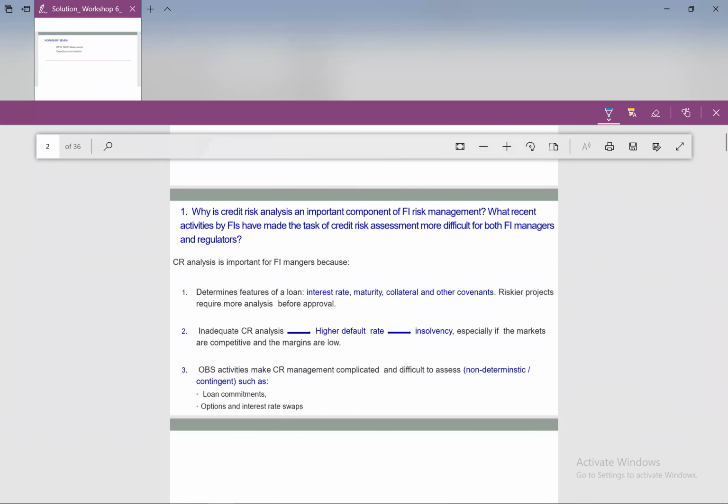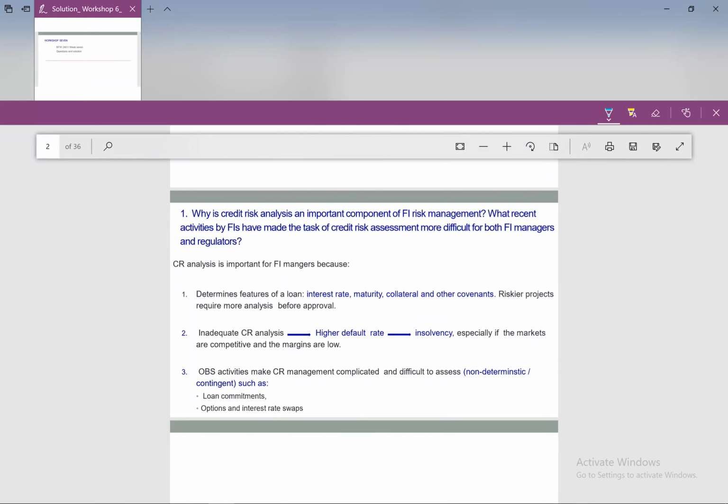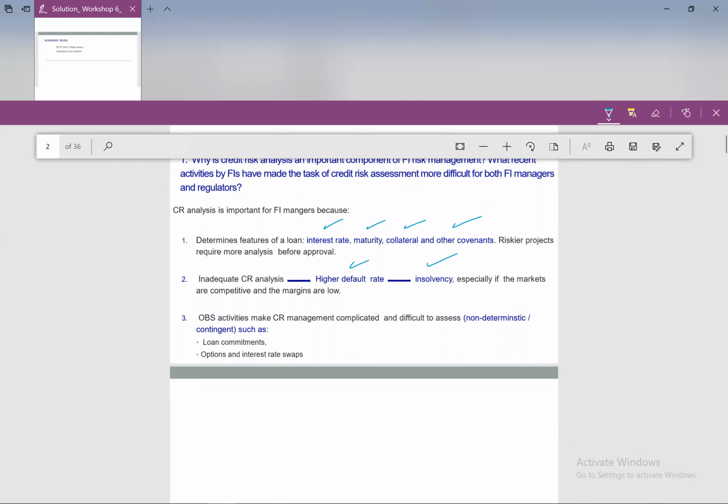I think this is very clear. Why credit risk analysis is an important component of financial risk management: because based on the credit risk, we determine the interest, the maturity, the collateral, and other covenants. And it depends from one customer to another. As you can see, high default risk means high insolvency, especially if the market is competitive and the margins are low. Now, calculating credit risk is becoming very complicated over time.